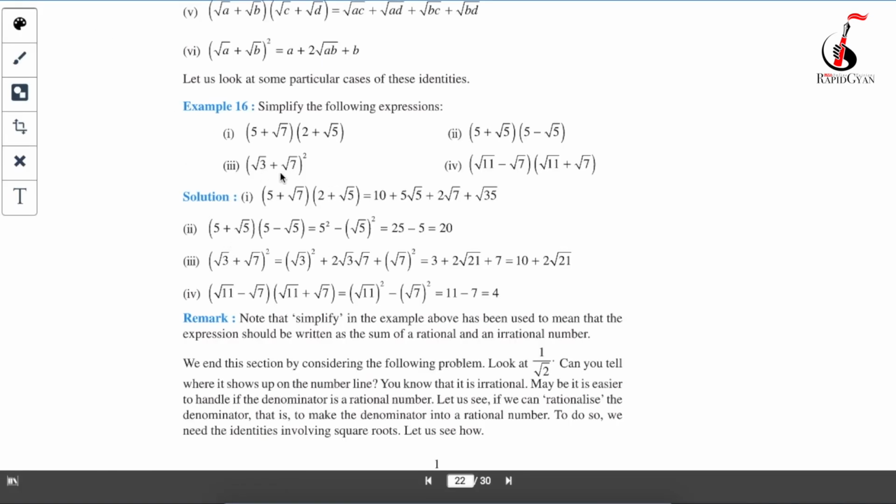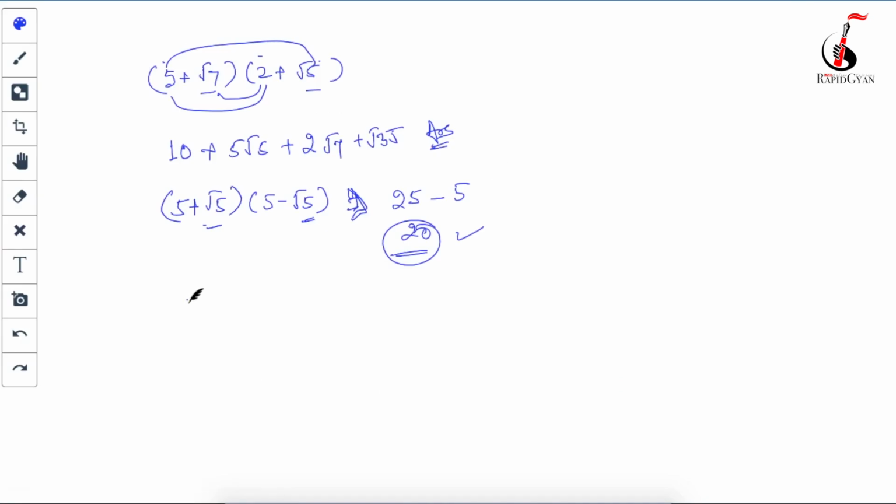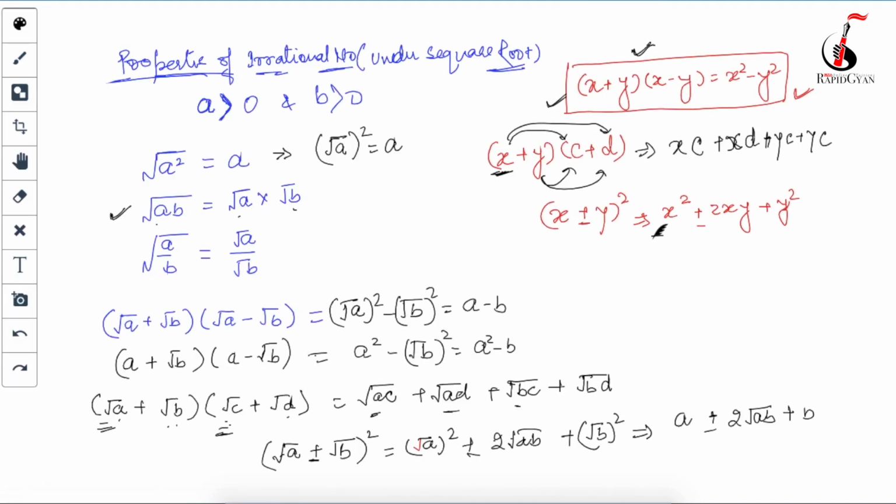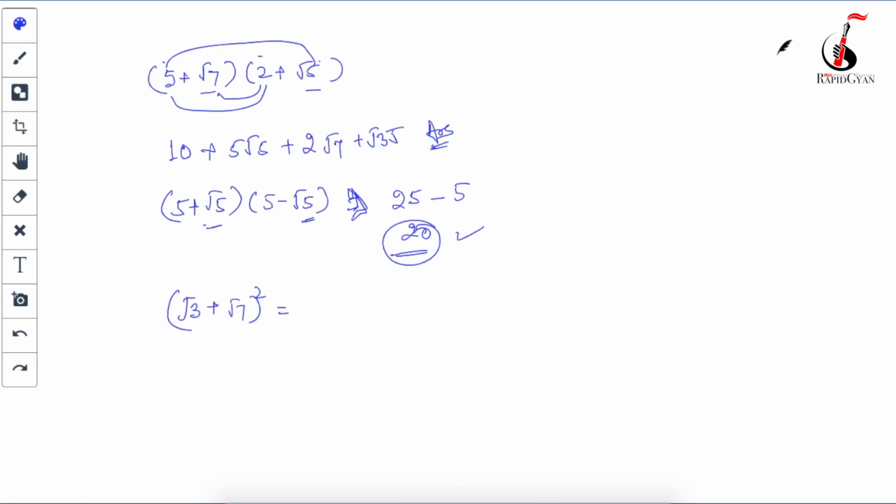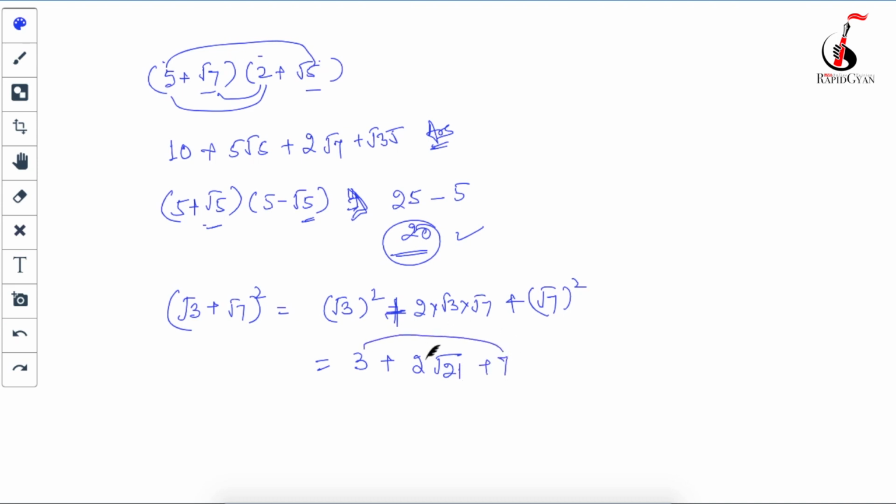Okay, next one is under root 3 plus under root 7 whole square. Let's solve this. Under root 3 plus under root 7 whole square. What's the formula for x plus y whole square? It's x square plus 2xy plus y square. We are going to use that formula, means under root 3 square plus 2 times root 3 into root 7 plus root 7 square, which means 3 plus 2 root 21 plus 7. 7 plus 3 beta 10. So this is 10 plus 2 root 21.